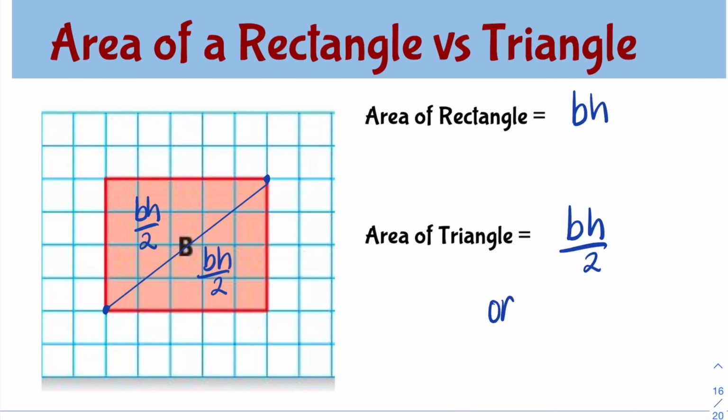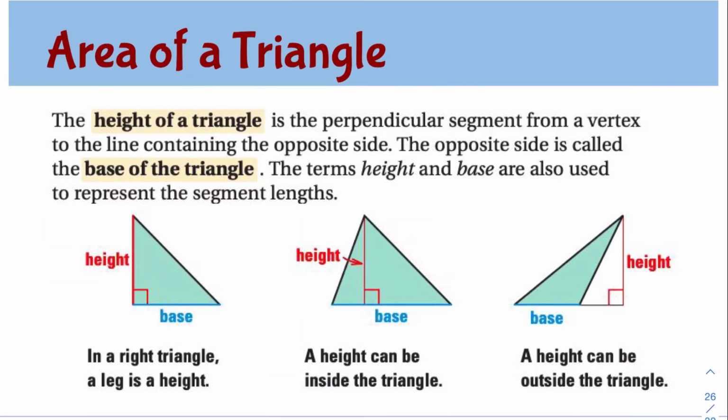That's the reason why the formula for the area of a triangle is base times height divided by 2, or the same thing as 1/2 times base times the height. To solve for the area of a triangle, it's really important to know how to identify the base and the height. In any triangle, the height of a triangle is always perpendicular to the opposite side, and that opposite side is called the base of the triangle.